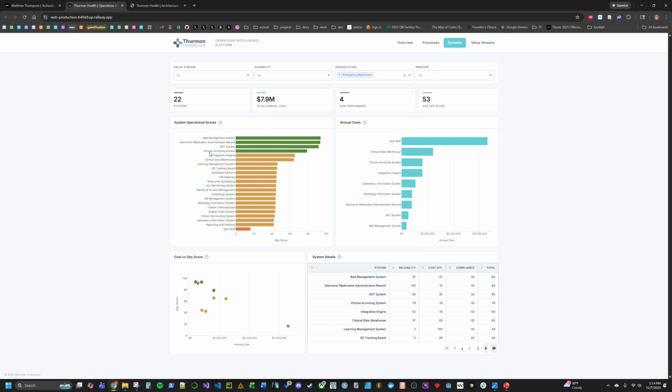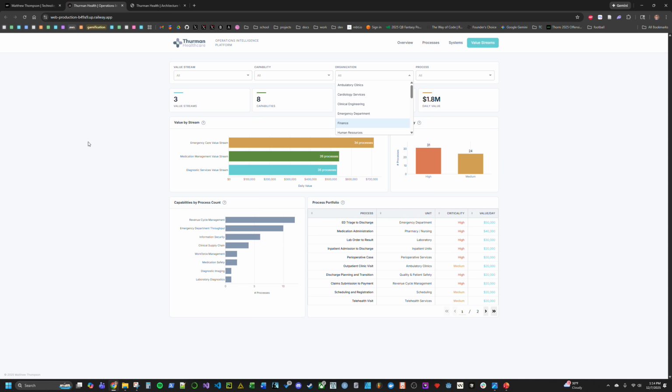Same thing with systems. This is more technological. You're focused on the health of each specific system, cost versus ops score, and then you have another scorecard there at the bottom. And then your value streams across the org. This is what the processes roll up to. This is the higher level, by criticality, by process count, etc.